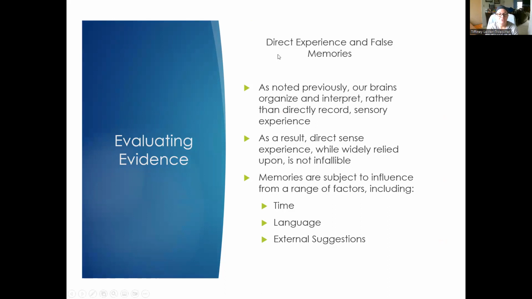So we're going to talk about direct experience and false memories, right? As we stated, our brains take in, organize, and interpret sensory experience. It does not directly record sensory experience, right? So we rely on direct sense experience, but it's not infallible. And that's something that we fail to really take into account sometimes. It's not to say that direct experience is always wrong. It's just that you cannot assume that it's always right.